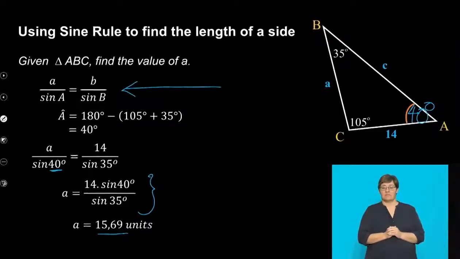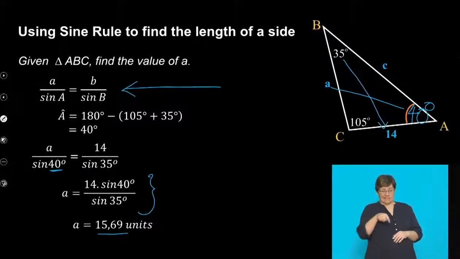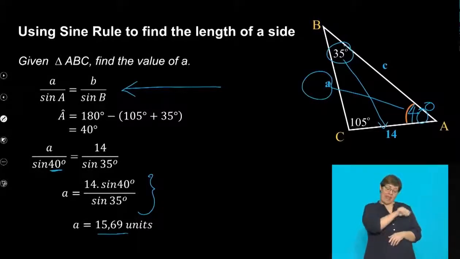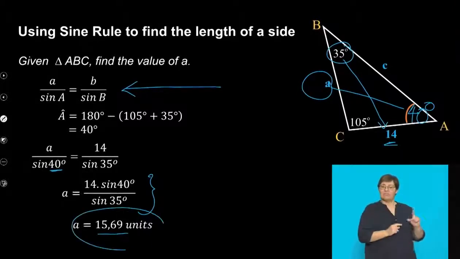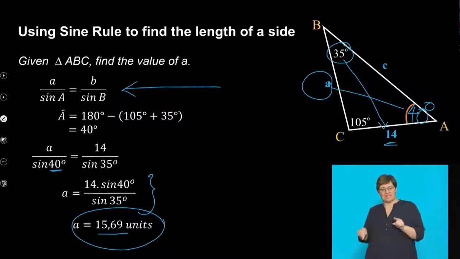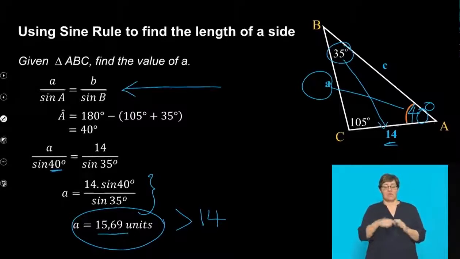So this angle 40 is slightly bigger than 35. So we expect our answer for A to be slightly bigger than 14. And if you look clearly at our answer, we've got 15,69 units, which is greater than 14. So in the context of that, we can see that our equation does look correct. Our answers do look like they make sense. And we should be on the right path.